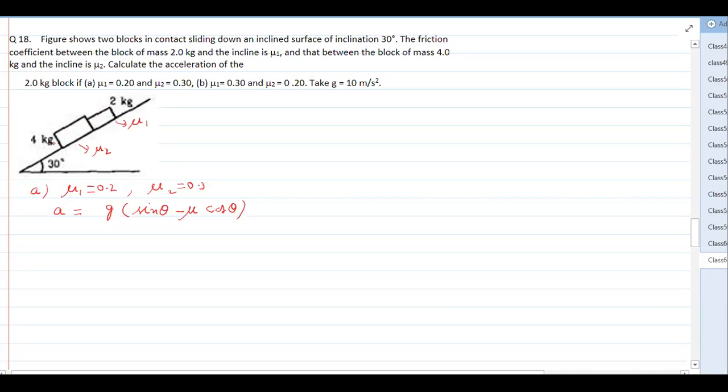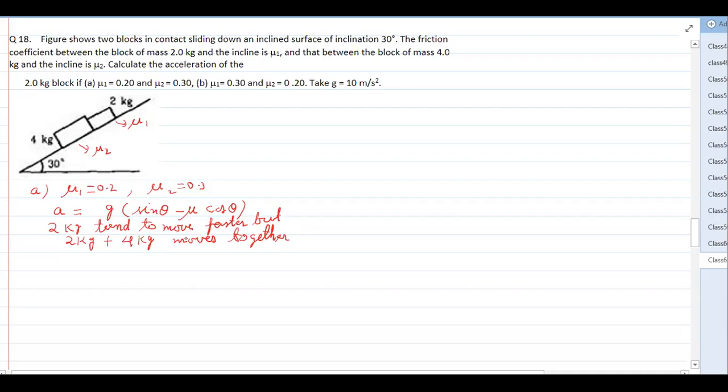If the 2 kg was below 4 kg, the 2 kg would have slid faster and they would have separated. But in this case, they will not separate because 2 is above 4 and 4 is on the rougher surface. So they will move together. The 2 kg tends to move faster, but they move together because 2 kg is above 4 kg.